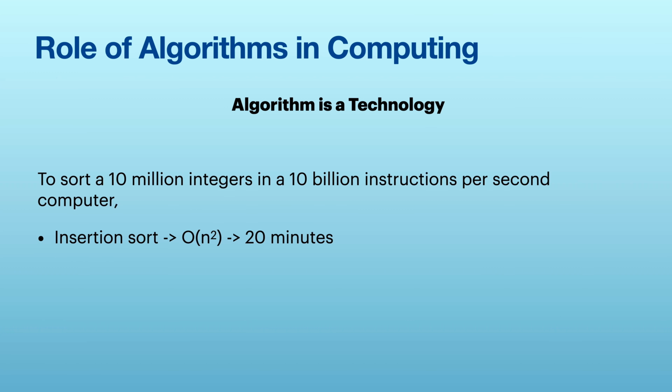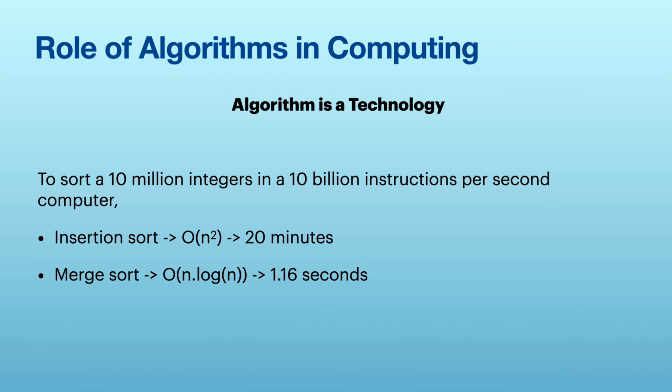If you run insertion sort for these 10 million numbers, that program will run for 20 minutes. Instead of insertion sort, you take merge sort. That sorting will happen in just 1.16 seconds. So see the difference. It is almost 20 times. Even if you buy a better computer which will run 20 billion instructions per second, it will only reduce the time by 50%. But here it is like 2000%, 20 times the improvement just by selecting the right algorithm. You don't need to buy any new hardware. You don't need to work on any great technologies. So the algorithm itself is acting as a technology here.